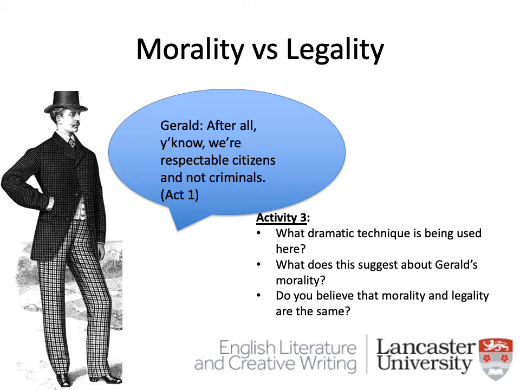The dramatic technique that Gerald uses here is irony, as the audience learn that the Burlings are far from respectable citizens. This suggests that for Gerald, morality is dictated by social etiquette and law rather than a genuine sense of right and wrong. Morality and legality are explored in their relation to each other throughout the play.